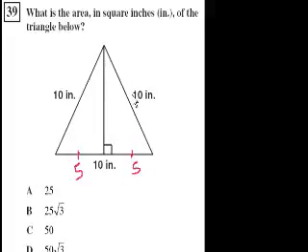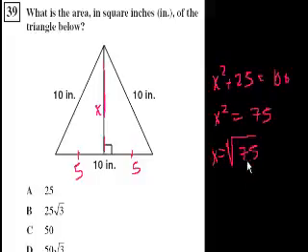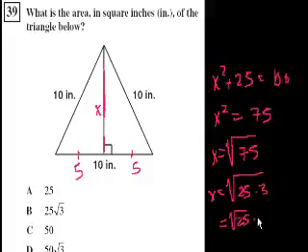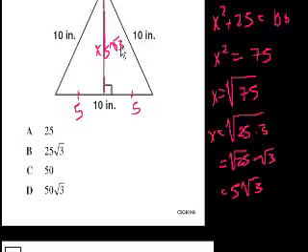If this is 5 and that's 10, what is this side right here? Let's call it x. Pythagorean theorem. This is the hypotenuse, so x squared plus 5 squared, plus 25, is going to be equal to the hypotenuse squared, which is equal to 100. x squared is equal to 100 minus 25, 75. x is equal to the square root of 75. 75 is 25 times 3, right? So that's equal to the square root of 25 times the square root of 3, which is equal to 5 roots of 3. So x is equal to 5 roots of 3.